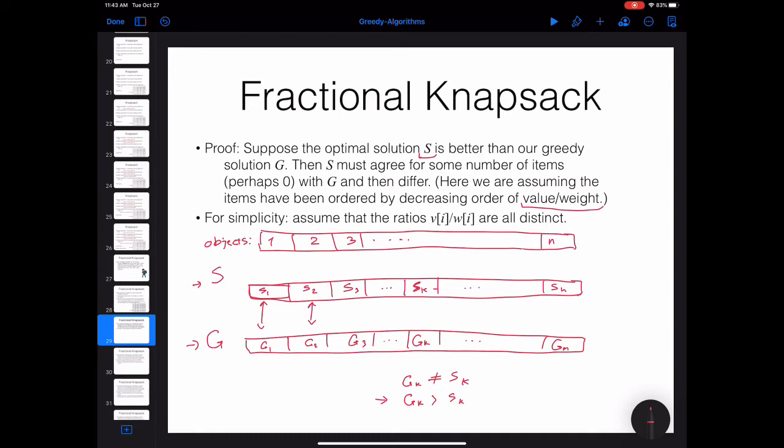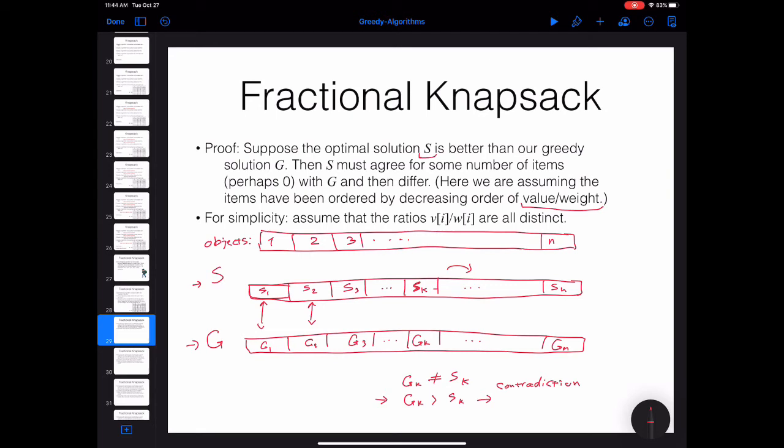So if there is going to be any difference between Gk and Sk, definitely Gk is going to be greater than Sk, right? And if that is the case, this is a contradiction with it being the optimal answer. Because if you are taking less of object k, you are taking more from some other objects here, right? You are taking more from some other objects here.